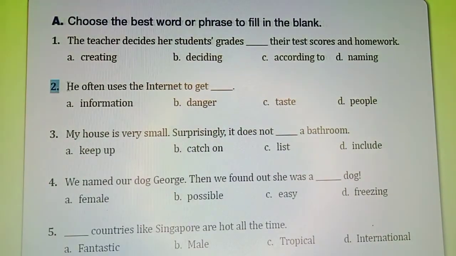The next one, number two. He often uses the internet to get his space, information. The letter A is the best answer for number two.